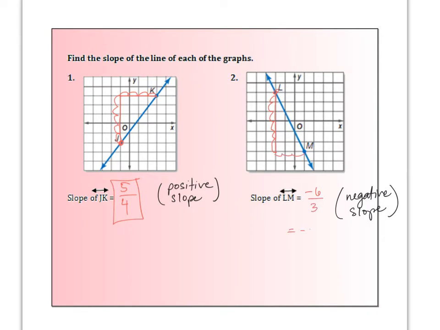This can reduce to -2. If you want to think of it as -2/1, that's okay, but usually we write our final answer as just -2. Notice we got a negative number. It has a negative slope.